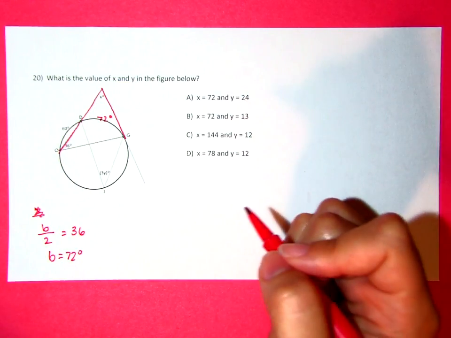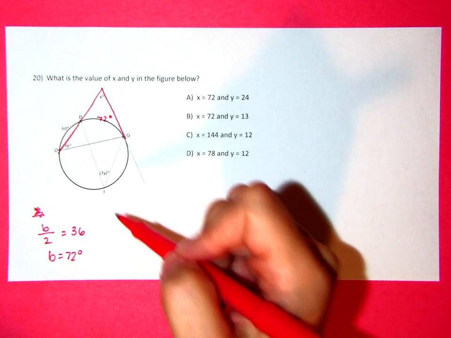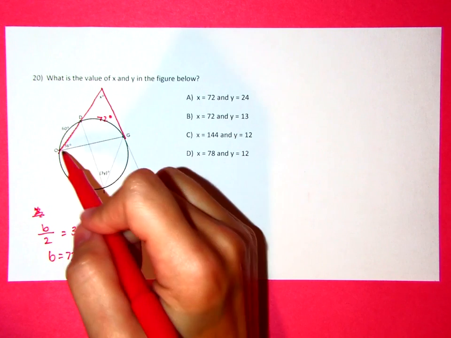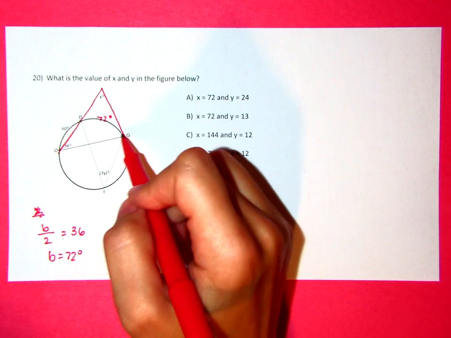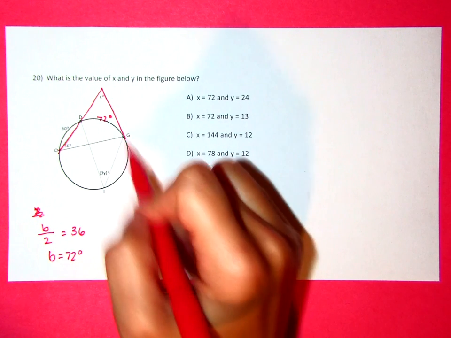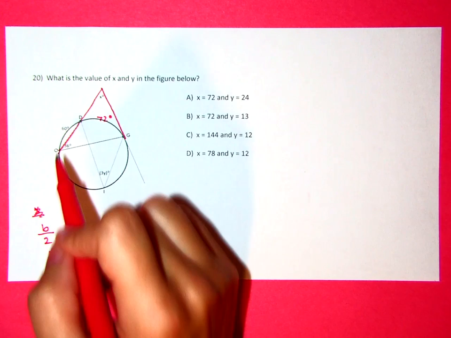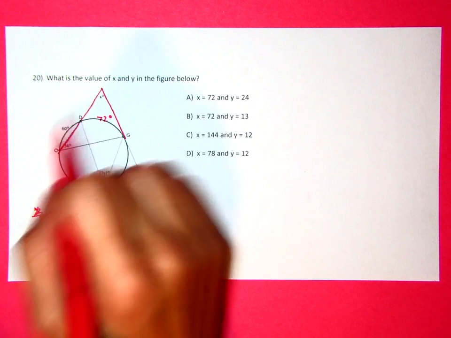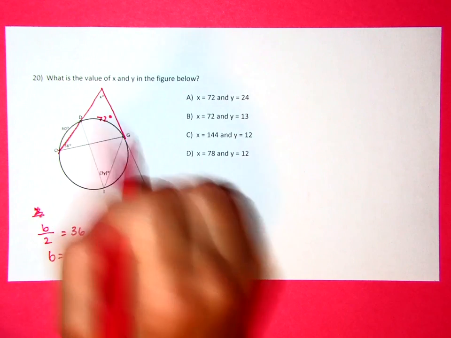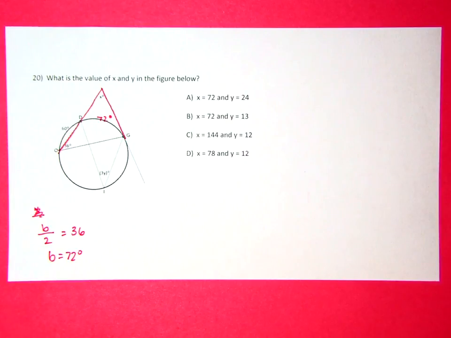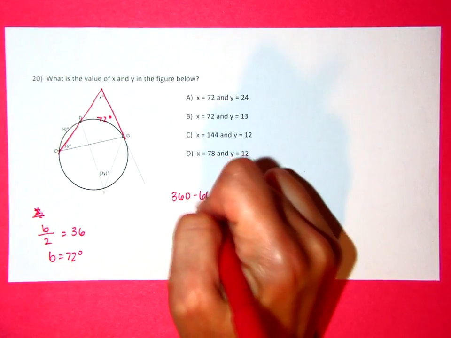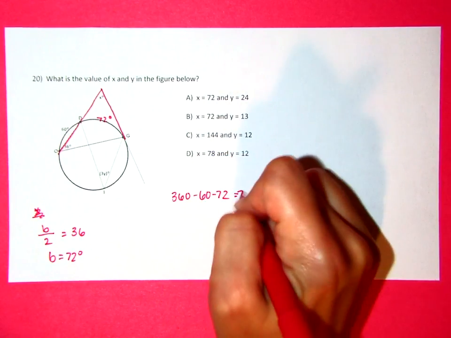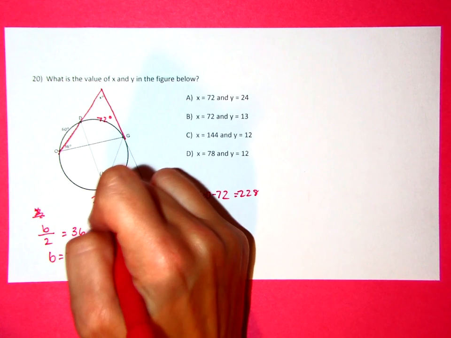Something else that we're going to have here is that we've got the measure now of this arc and this arc, and we can find the rest of this whole section here just because I know that the entire circle is going to make 360 degrees, and I've used these two. So we can do 360 minus the 60 minus the 72. That's going to get me 228 for this large arc over here.